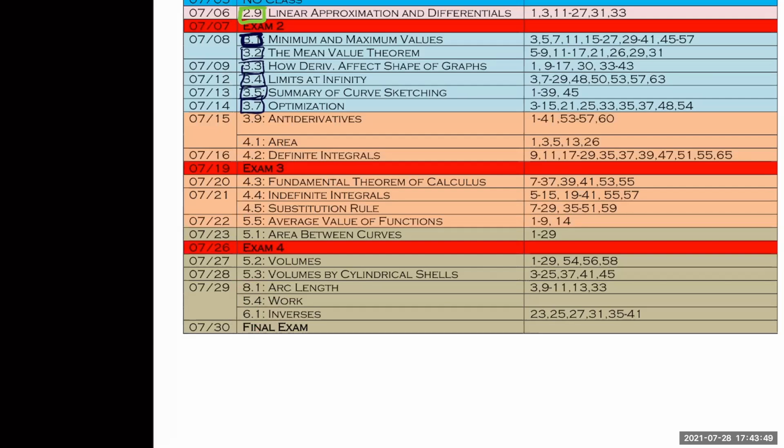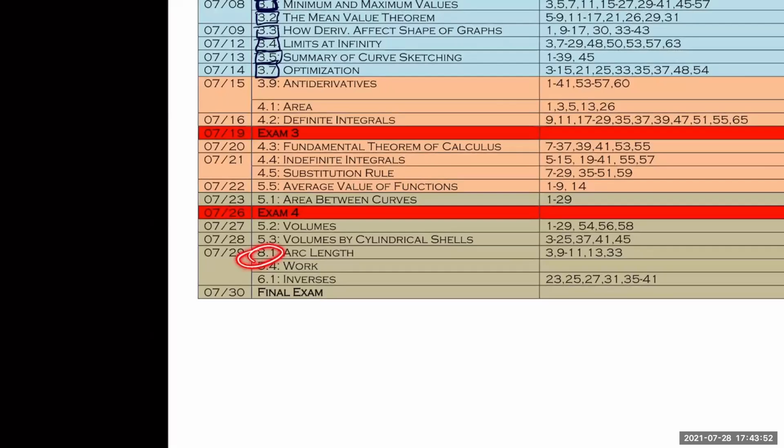So 8.1 is the last section. Yeah, and 8.1 is the easiest, I think, of all sections. Is the final during our normal class hours? Yes, it is. Okay.